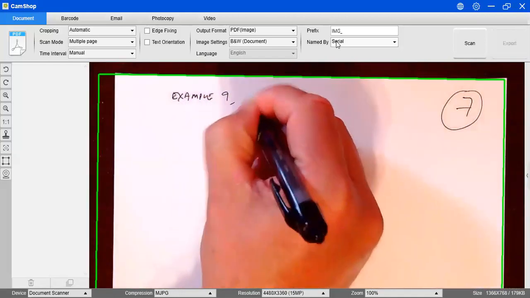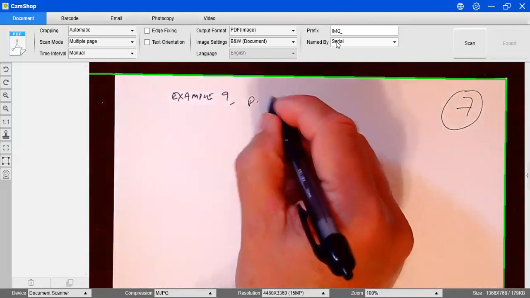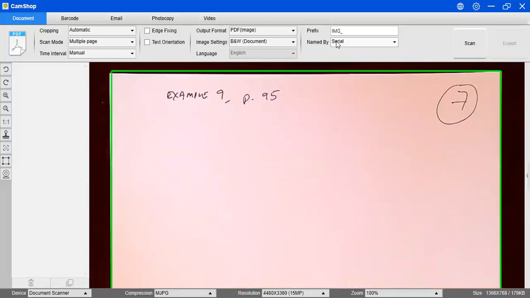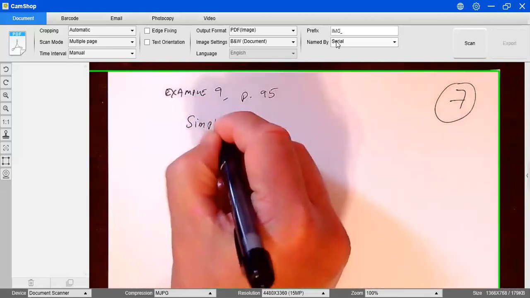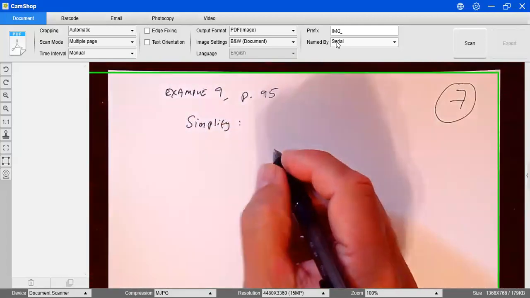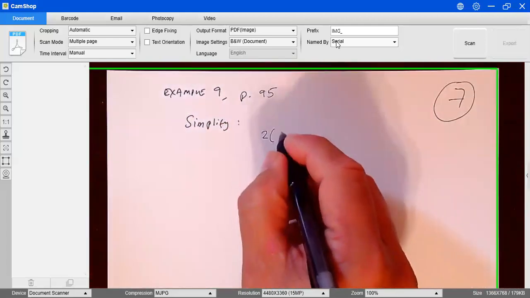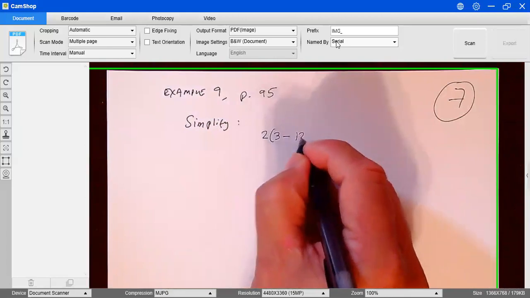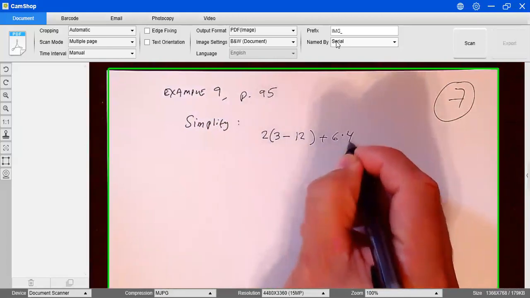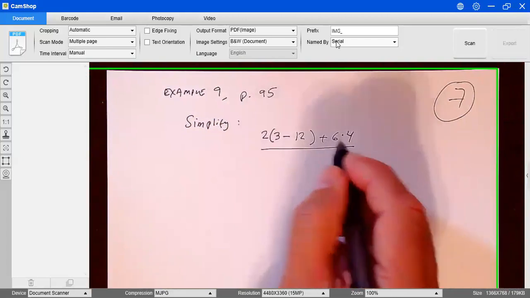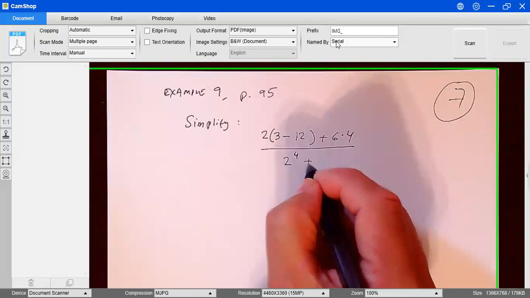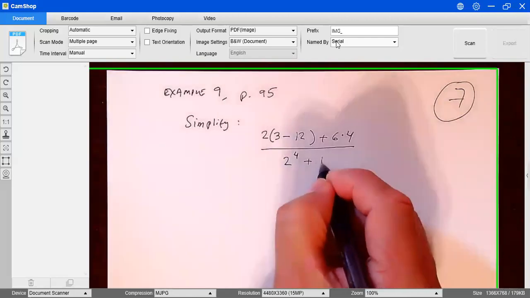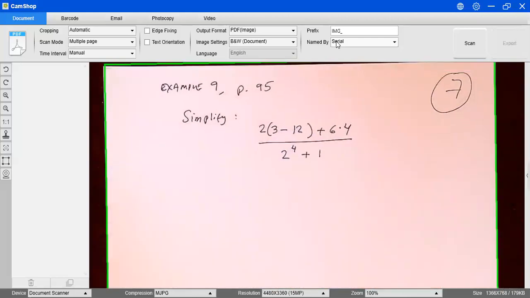Example 9 on page 95. So this is going to be another long problem. So we're going to simplify 2 times 3 minus 12 plus 6 times 4 over 2 to the 4 plus 1. So that's the problem.